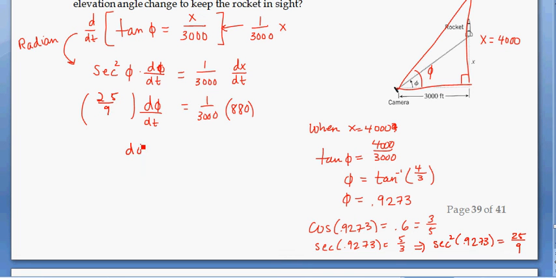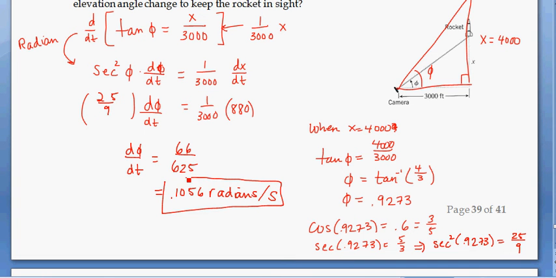Now doing some algebra to solve for dφ/dt, I'm going to multiply both sides of the equation by 9 over 25. That'll simplify to 66 over 625, or if you're a decimal person, 0.1056. And what are the units here? Well, we're talking about how fast this angle is changing, and the angle is in radians, and the unit of time is per second. So we're looking at approximately 0.1056 radians per second.